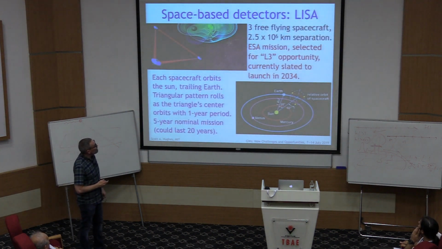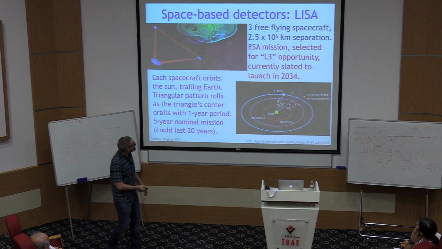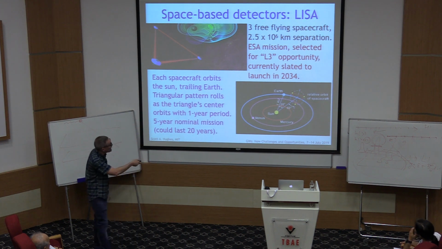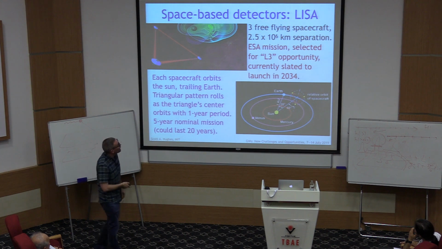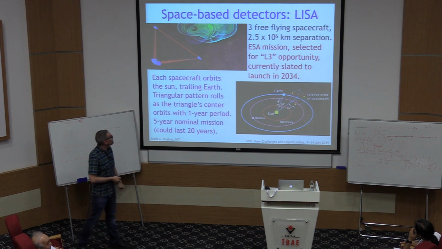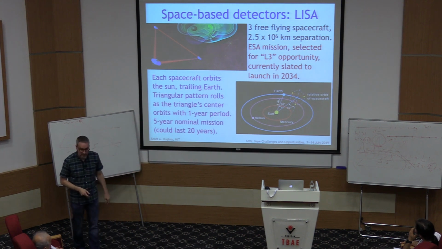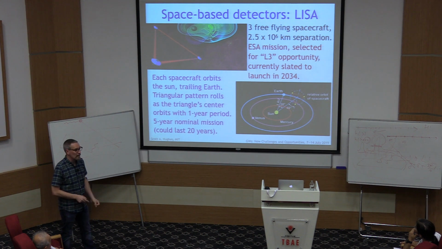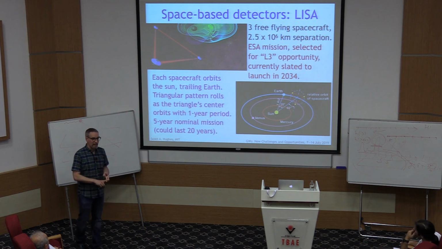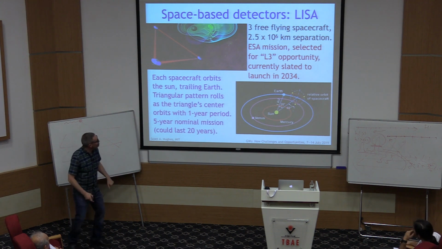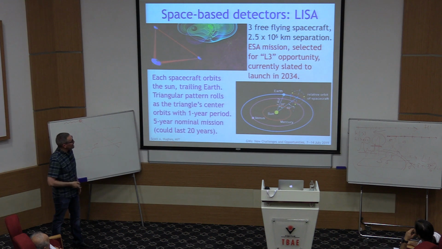So let's talk a little bit about the way some of these concepts apply to LISA, the space-based detector. This is being designed as 3 free-flying spacecraft separated by 2.5 million kilometers. They fly in an orbit around the sun like so. This has been selected for, in the language of the European Space Agency, the L3 slot. L stands for large mission. I believe L1 was a mission to study the moons of Jupiter, L2 is an X-ray telescope, and L3 is us, currently slated for 2034.